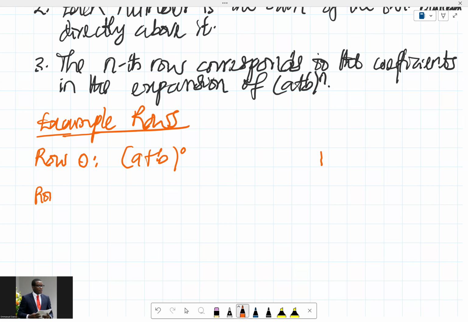Then for row 1, that's when you have (a plus b) raised to power 1. Here n is equal to 1 because the power here is 1. If you break that down, that's actually 1a plus 1b, just exactly the way it is. Everything will just be 1, and that's why we have 1 here. So it's more like you're dropping this one and you're dropping this one.